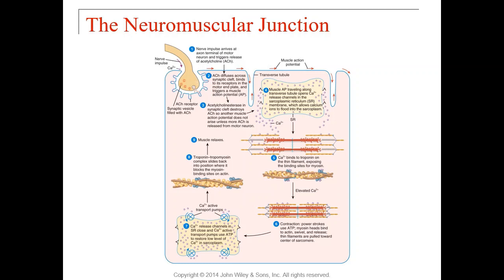It will bind to actin, forming the cross bridge. Myosin heads will pull actin towards the M line during the power stroke. Then myosin heads will bind ATP to release actin. And that's how you're going to move. Those are all the steps in the generation of a muscle contraction.